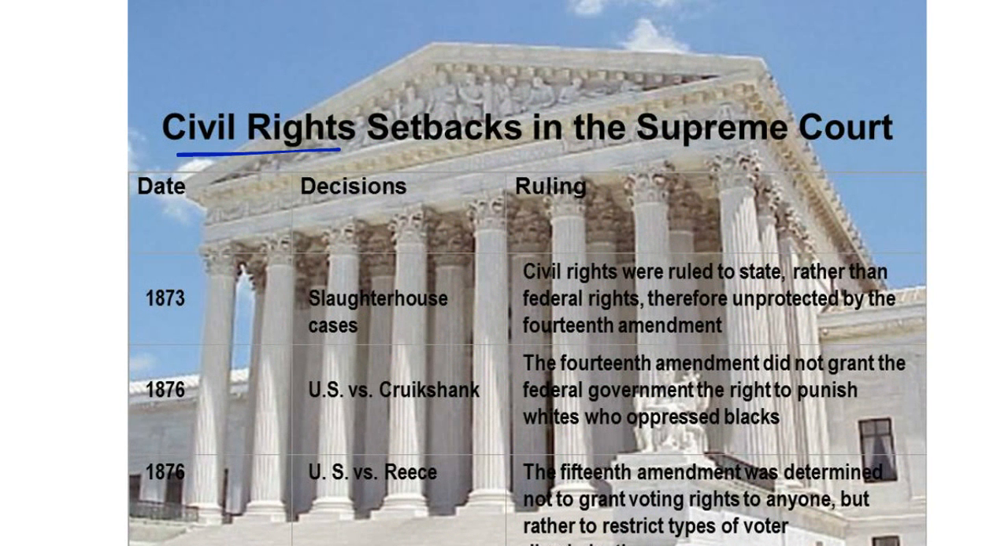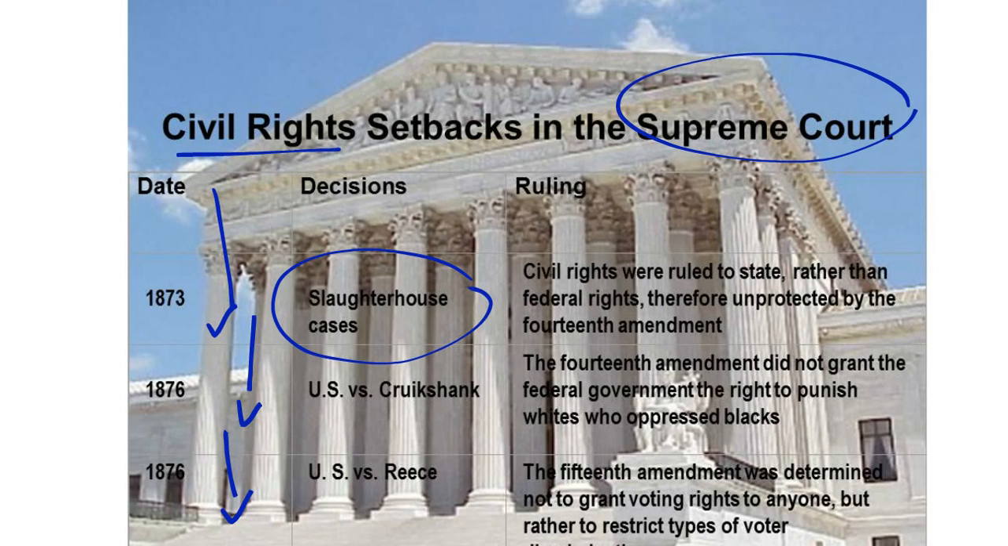There were some civil rights setbacks also as a result of Reconstruction, and especially when it came to the Supreme Court. There were court decisions that did not advance the cause of the newly freedmen. In the Slaughterhouse Cases, civil rights were ruled to belong to the states rather than to the federal government, therefore leaving the newly freedmen more unprotected by the 14th Amendment. So basically the Slaughterhouse Cases said that the federal government had less control over this than individual states.